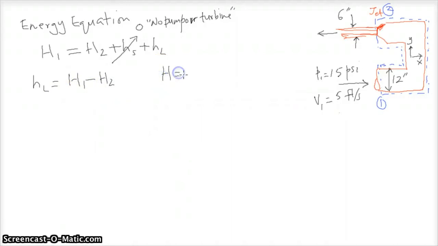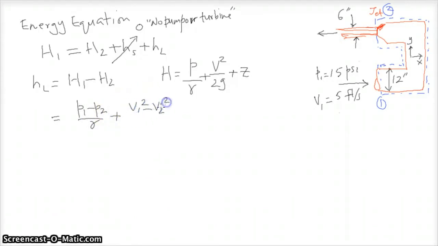And we know that H is the total head, the sum of static pressure head plus the dynamic head or velocity head plus the elevation head. So this can be simplified to (P1 minus P2) over gamma plus (V1 squared minus V2 squared) over 2g plus Z1 minus Z2. As you can see, this is an XY plane, so the Z component is coming out of the paper. So Z1 is equal to Z2, and this term is equal to 0. The jet is coming into the open space, so P2 is atmospheric pressure, which is equal to 0.